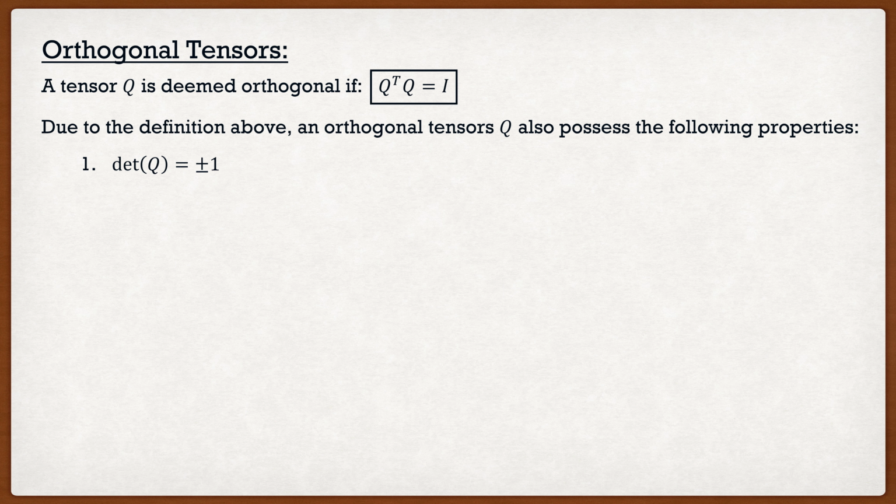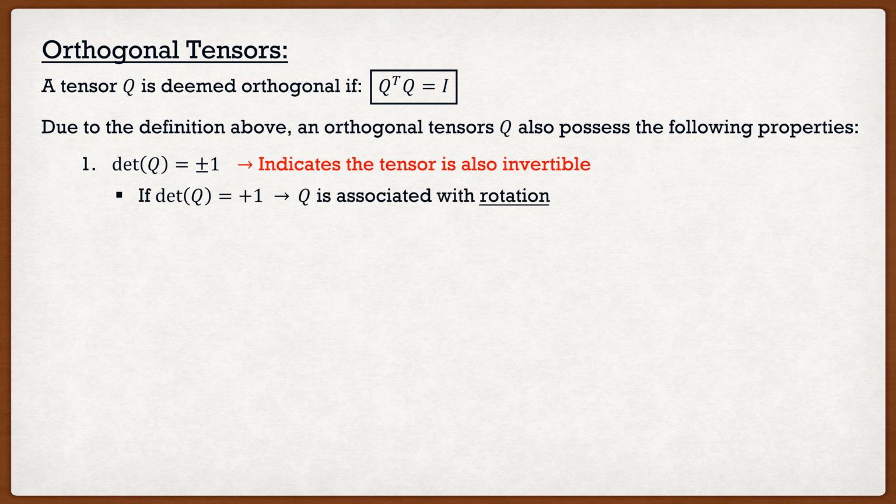All right? And since this determinant is equal to plus or minus 1 and not equal to 0, we know that this tensor will always be invertible. Remember, a tensor that is not invertible has a determinant equal to 0, which is out of the range of possibilities for these specific tensors.